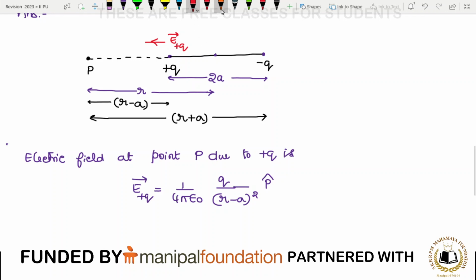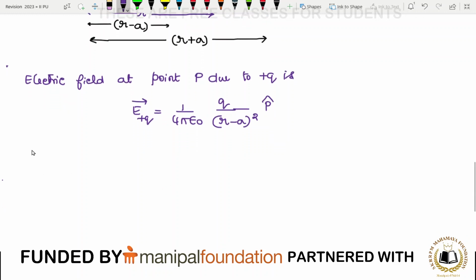And also we know the direction of the dipole moment. Direction of dipole moment from where to where? Minus Q to plus Q. Starting only I told that direction of dipole moment is from minus Q to plus Q. Now this direction and this direction both are same. If I write here P cap, it means the direction of the electric field and dipole moment both are same.